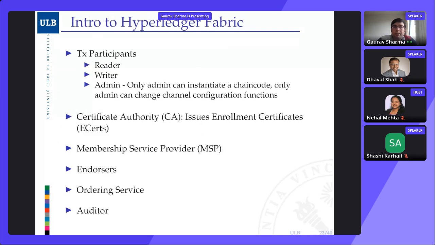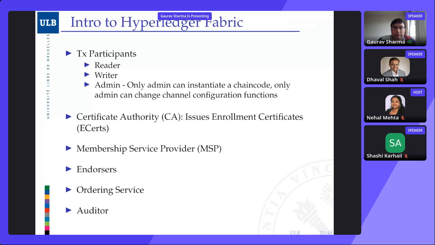So in Hyperledger Fabric, we have a few entities or participants. One is the transaction participants, whether they are a reader, writer, or administrator. We have a certificate authority, this global certificate authority, which is providing certificates to all the organizations. Then we have a membership service provider. This is the entity which is providing certificates to the end users, whether it is a reader, writer, or administrator. And then we have endorsers who are in the peer network.